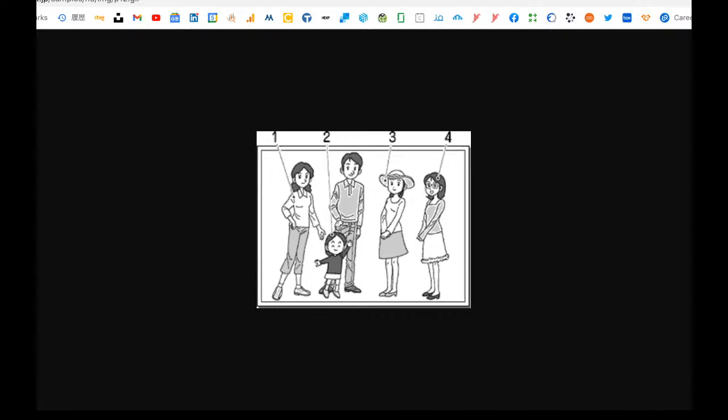2人の人がこの写真を見て話をしています。First one. この男の人が田中さんで、その隣の人が田中さんの奥さんです。前にいる女の子は田中さんの子供です。かわいいですね。この帽子をかぶっている人は誰ですか？田中さんの妹さんです。このメガネをかけている人は？そちらは妹さんの友達です。Okay? Did you find it?